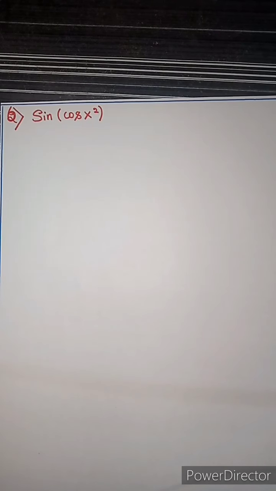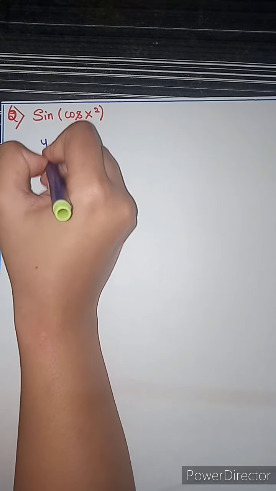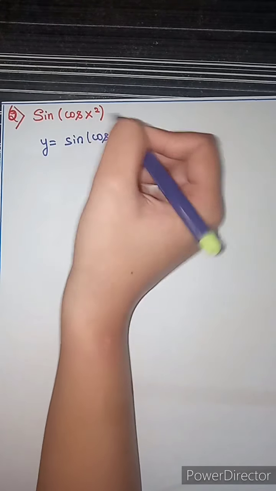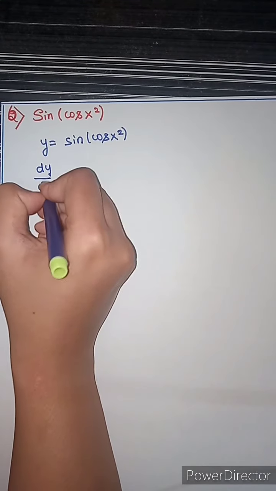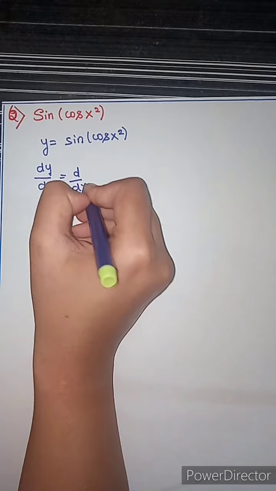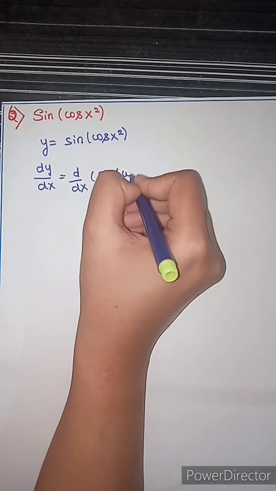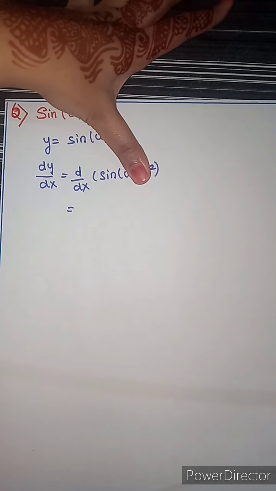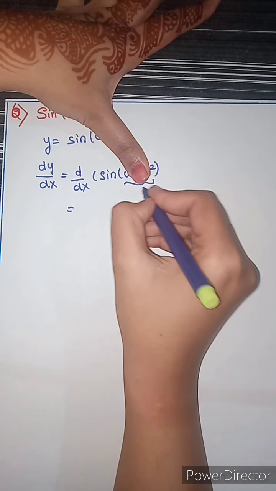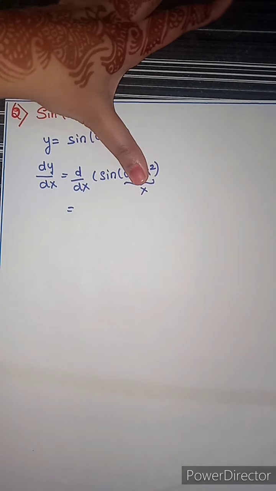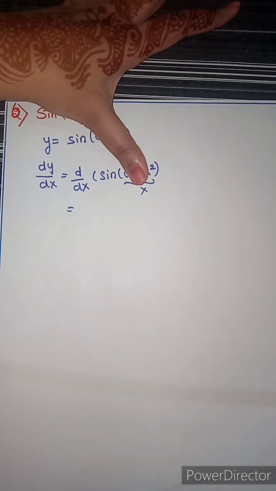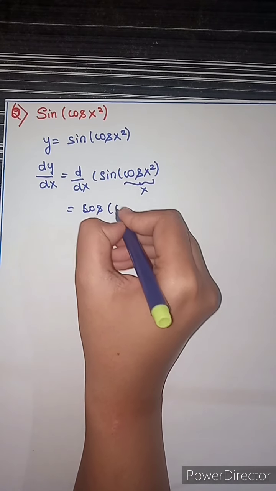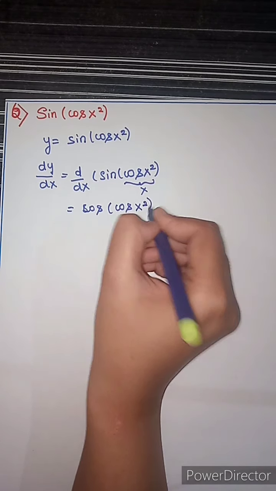Let's move to the sixth question. Here's the sixth question. Let me write it as y is equal to sin of cos x square. Now differentiate y with respect to x. d by dx of sin of cos x square. Now think this cos x square as x. So we know differentiation of sin x is cos x. Cos of x, in the place of x we have cos x square.